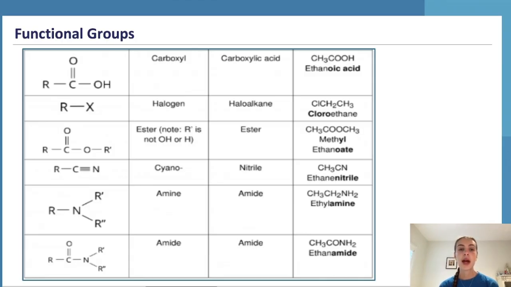The next one we can look at is halogens, halogen groups, which can be put onto an alkane chain to make what's known as a haloalkane. A haloalkane is quite a simple molecule. It's just the exact same as your general alkane molecule, except one of the hydrogens from the alkane chain has been replaced by a halogen. So any of the halogens from the periodic table, and common ones are generally chlorine and bromine.